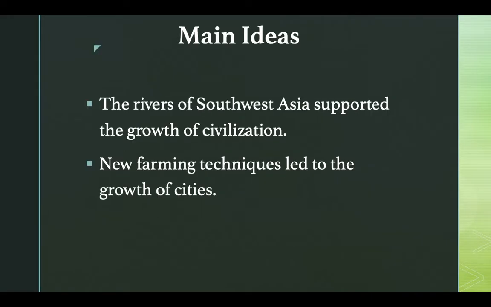So the two main ideas for this section are the rivers of Southwest Asia supported the growth of civilization, and specifically those two rivers are the Tigris River and the Euphrates River. And the second main idea is new farming techniques led to the growth of cities. Specific tools and using canals and that sort of thing would have gone with that main idea.